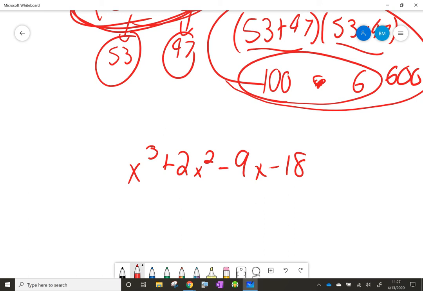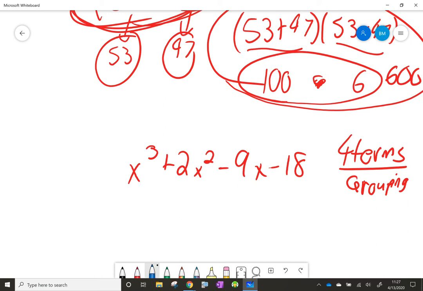We have 4 terms, and when you see 4 terms, I think the first thing you should try to think of is grouping. But before we do that, let's just check to see if there's a GCF overall. Do all 4 terms have a GCF overall that we can factor out? The answer there is no. So yeah, we will resort to factor by grouping.